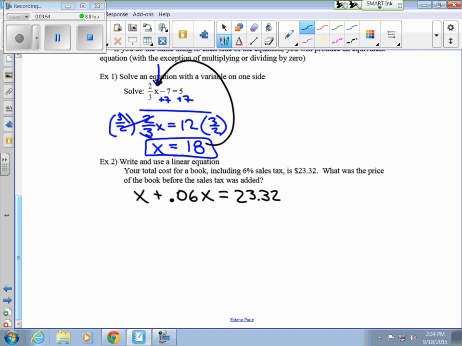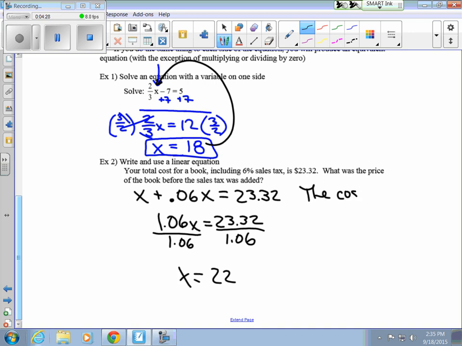So what we're going to need to do is simplify this and solve it. So we're going to have 1.06x equals 23.32. Now I have 1.06 times x. Well, inverse operations tells us if I have a multiplication, how do I undo the multiplication? I divide. So we're going to divide by 1.06. If we do it to one side, you've got to do it to the other side. So we're going to have x equals 23.32 divided by 1.06, which is 22. So the cost of the book is $22.